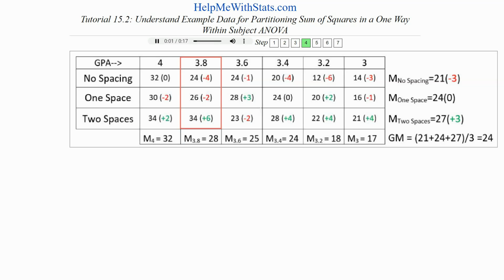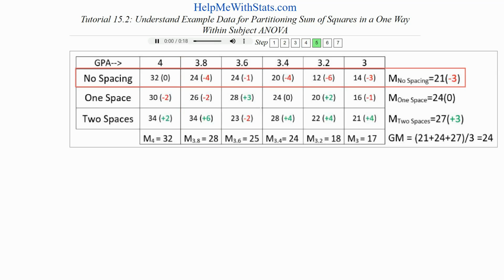The second participant group has the students with high GPAs, 3.8. Note that these students also have good memory scores, but not as high as the group with the 4.0 GPAs. The mean score for this participant group is 28.